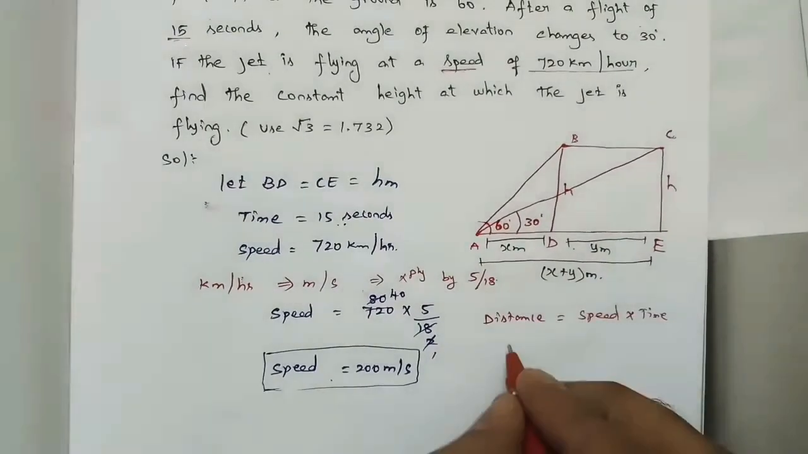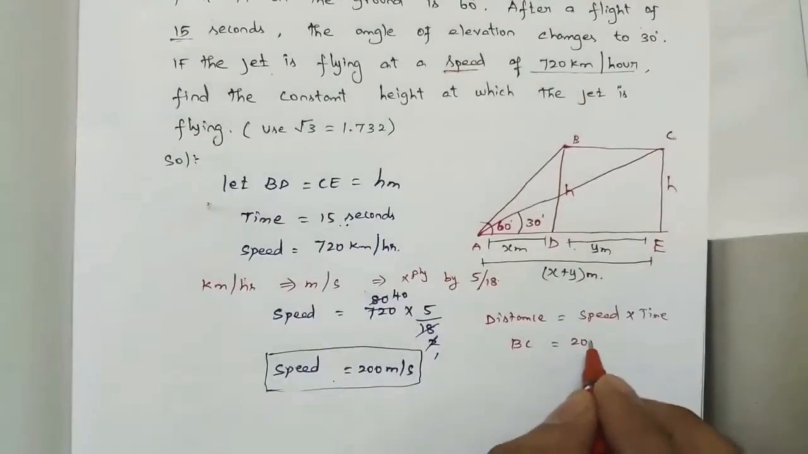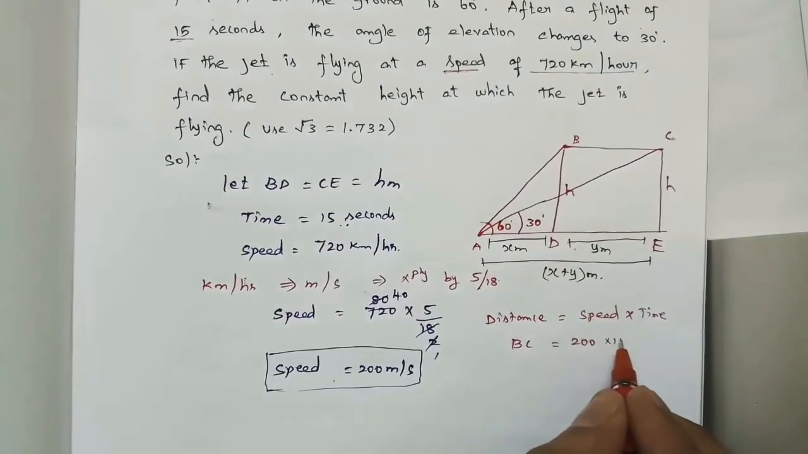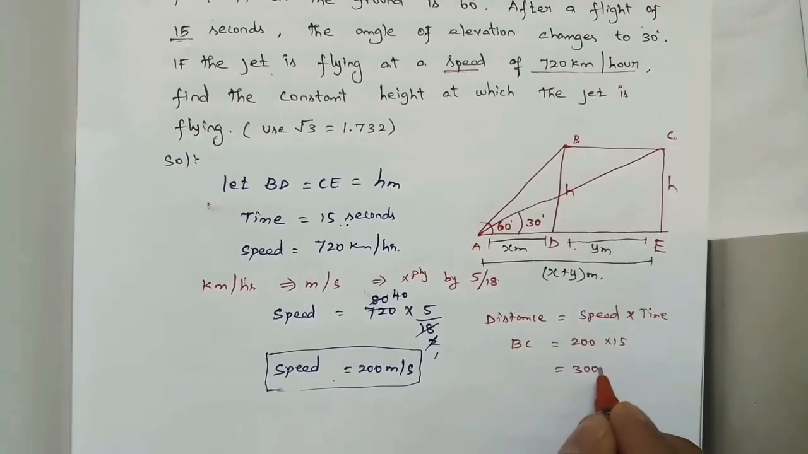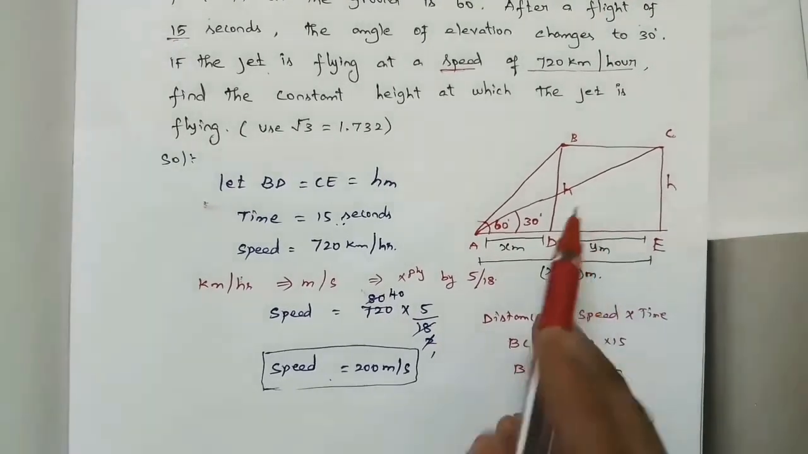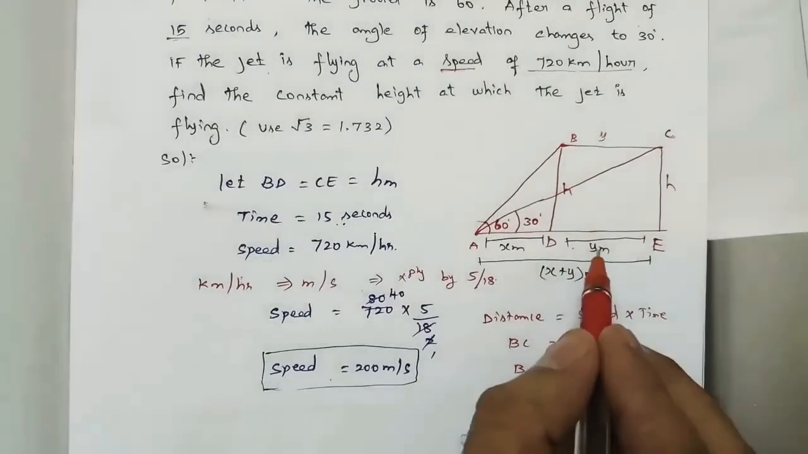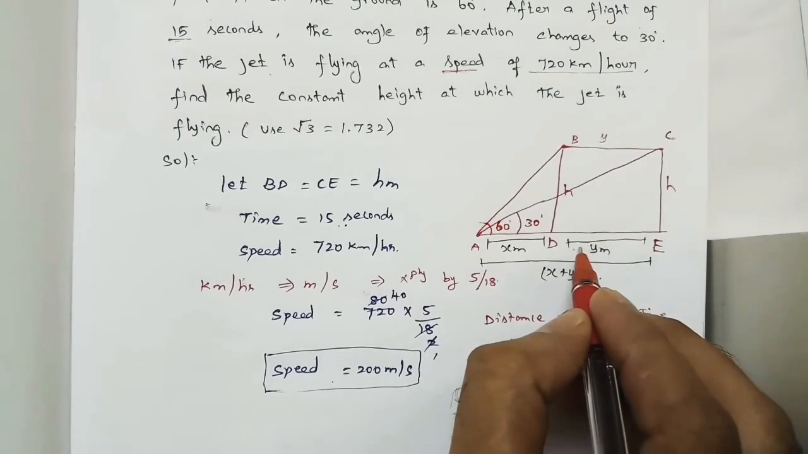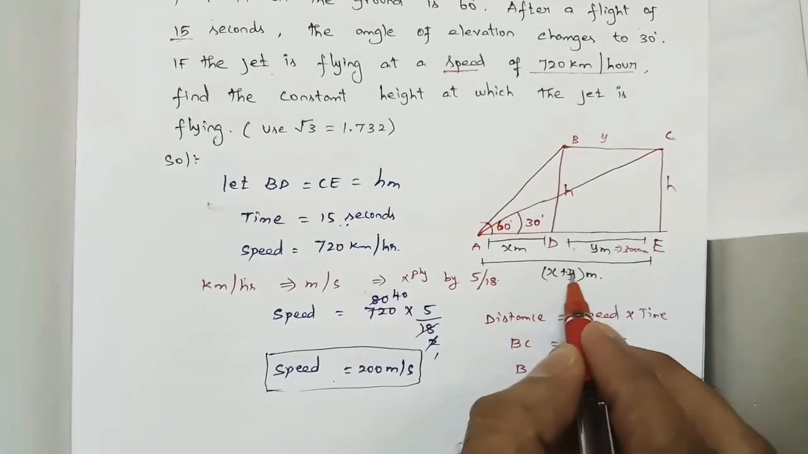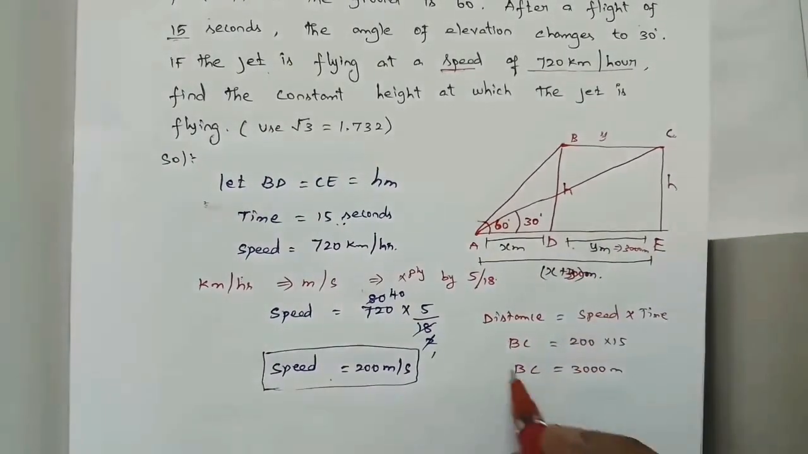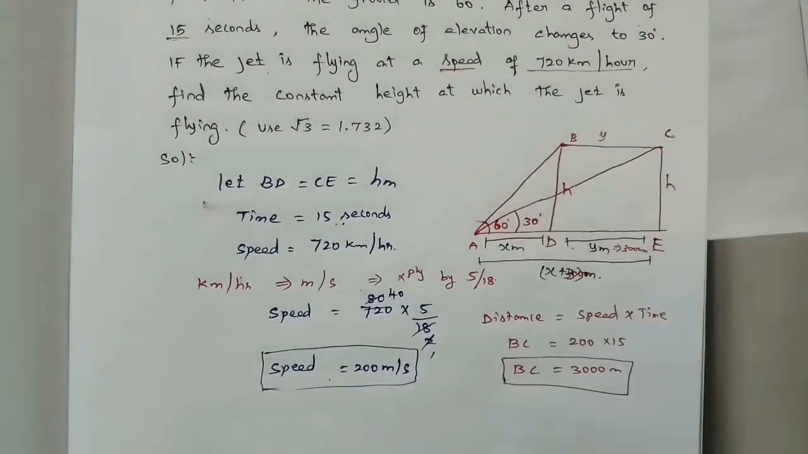So BC is equal to speed, which we have converted to 200, into time, which is 15 seconds. 200 into 15 is 3000 meter. BC is equal to 3000 meter, and BC is nothing but Y meter. Therefore Y is equal to 3000 meter. So instead of Y, we can write 3000 meter, and X plus Y becomes X plus 3000 meter. We have found BC is equal to 3000 meter.